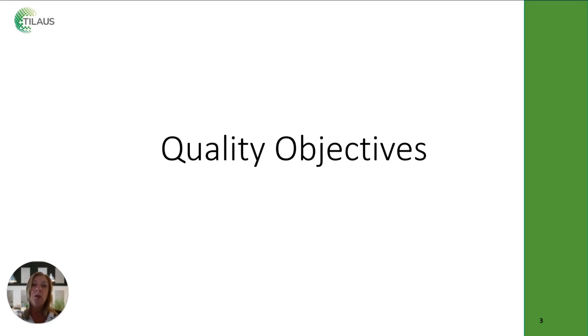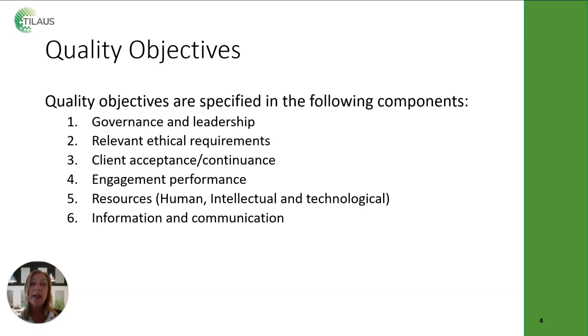In this video, we're going to discuss quality objectives. Basically, the implementation of these objectives is a requirement under CSQM1 under paragraph 58B. So if we just quickly take a look at what these objectives are, there are 6 of them in total: governance and leadership, relevant ethical requirements, client acceptance and continuance, engagement performance, resources, which include human, intellectual, and technological resources, and information and communication.